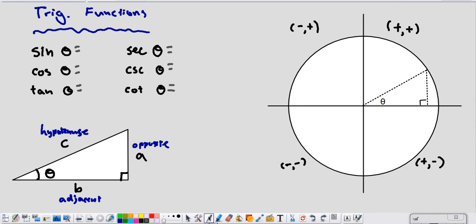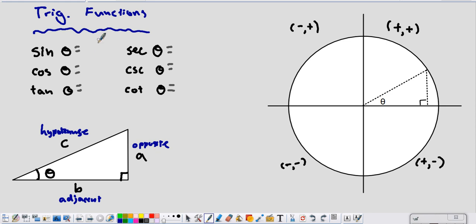So let's start by talking about sine, cosine, and tangent. Whenever you're given an angle theta, the side that's opposite, that means the side that's not touching the angle, is called the opposite side. I labeled it A. The side that's adjacent, which is the leg that touches the angle, I labeled B. And the hypotenuse, which is the longest line in a right triangle, is called C.